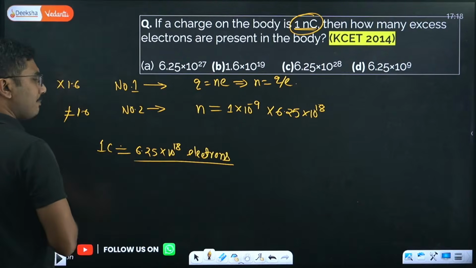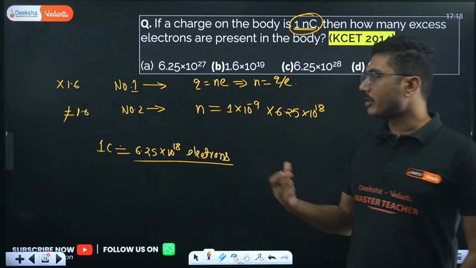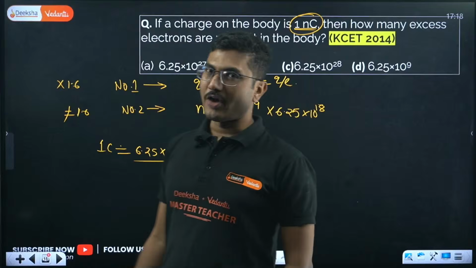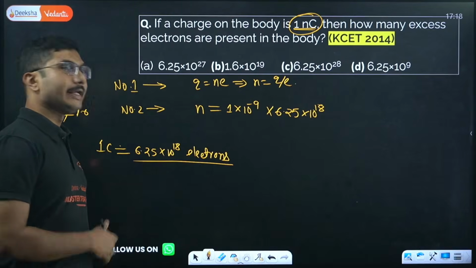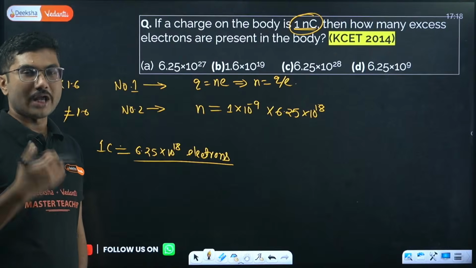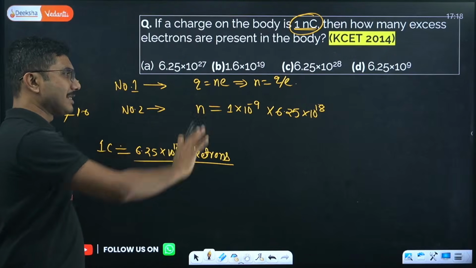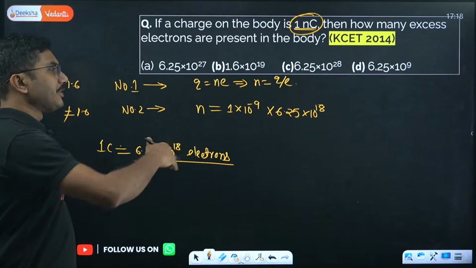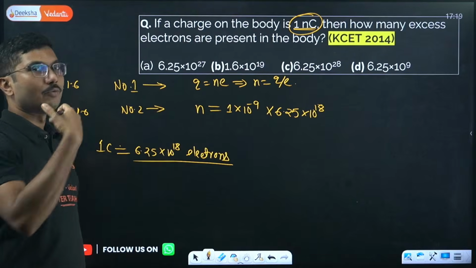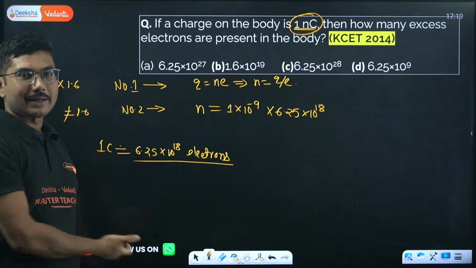Okay, so if an object has 1 coulomb of charge, the excess electrons in that object are 6.25 × 10^18 extra electrons. So if the excess charge is 1 nanocoulomb, you just need to multiply this factor with 1 nanocoulomb. If the charge is 10 microcoulomb, you multiply this factor with 10 microcoulomb.